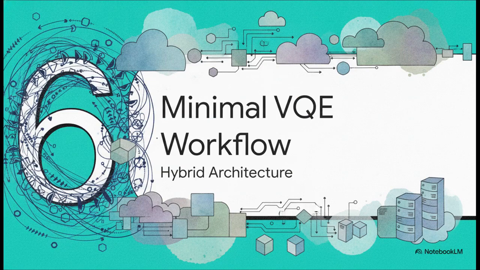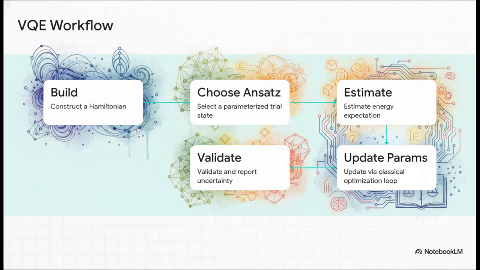Finally, Section 6, the minimal VQE workflow, our hybrid architecture. Putting all these pieces together proves that a modern quantum program is rarely just a simple script. It's a full-blown state preparation and measurement experiment. You build a Hamiltonian, choose that carefully balanced ansatz, use the estimator to get the energy, and then tightly loop back to a classical CPU to update the parameters using machine learning-style optimization. And of course, you validate against a baseline and report your statistical uncertainty at the very end.